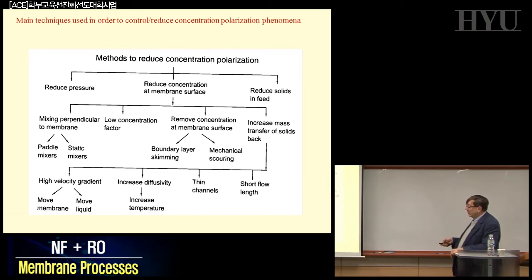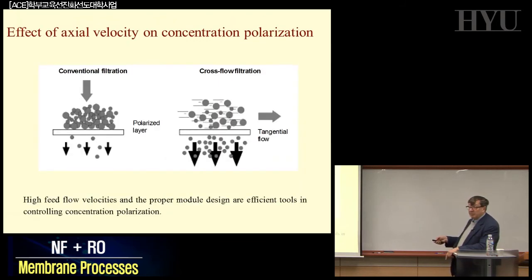The way to realize this, for example, is a thin channel, short flow length, increasing diffusivity, which means temperature, and also decreasing viscosity is related here. Or the best way of doing it is a high velocity gradient, or moving the membrane or moving the liquid. Those are the other two ways of doing it. That's the way in which all the traditional filtration units normally work, in dead-end flow. And these are large-scale units still existing.